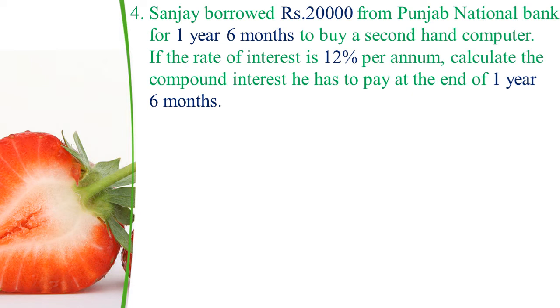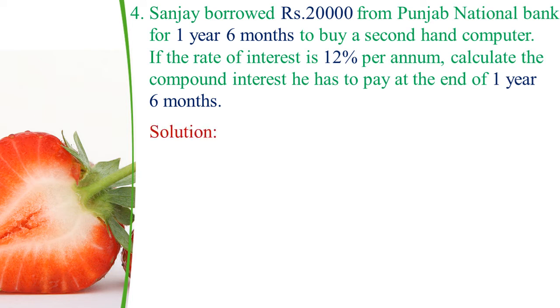Kids, let's see the next problem. Sanjay borrowed rupees 20,000 from Punjab National Bank for 1 year 6 months to buy a second hand computer. If the rate of interest is 12% per annum, calculate the compound interest he has to pay at the end of 1 year 6 months.